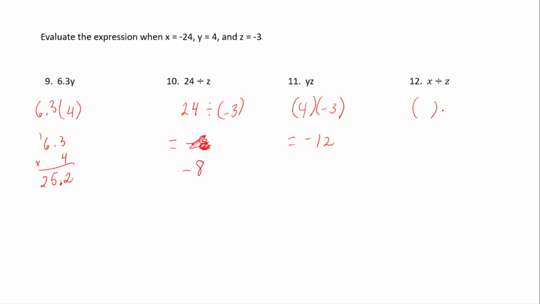Now, x divided by z. X is negative 24. Z is negative 3. Signs are the same. In division, it's positive. 24 divided by 3 is 8.